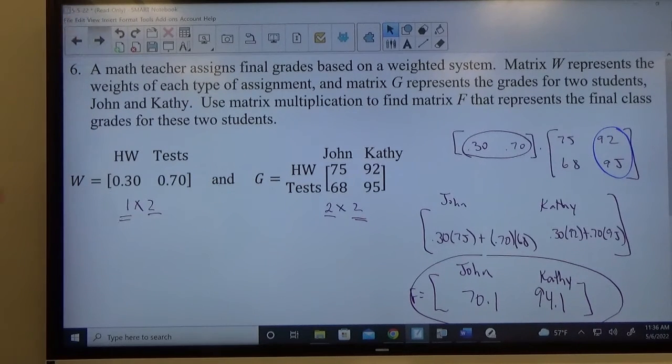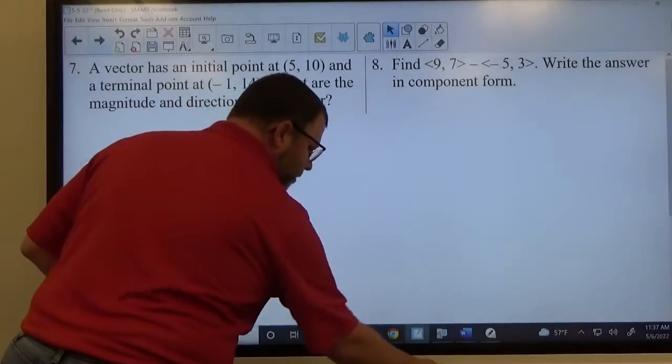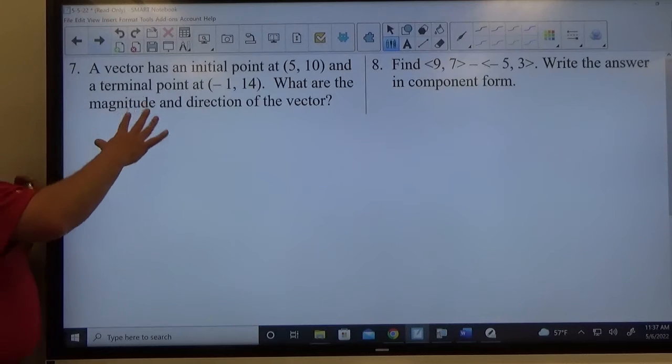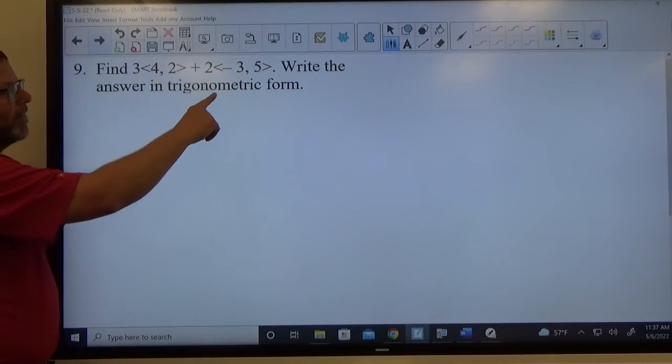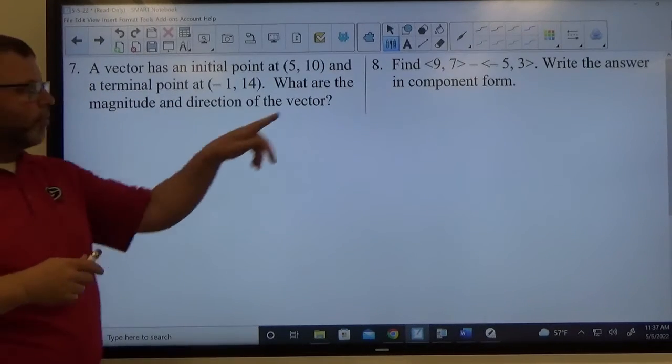All right, numbers 7 and 8. Okay, first off, there's different ways to write vectors. There's the component form. There's the polar or trigonometric form. The polar trigonometric form gives magnitude and direction. So the ways of asking those questions: if it says magnitude and direction, it wants the trigonometric form. If it says write the trigonometric form, it wants the trigonometric form. If it says write the component form, it wants the form looking like that.